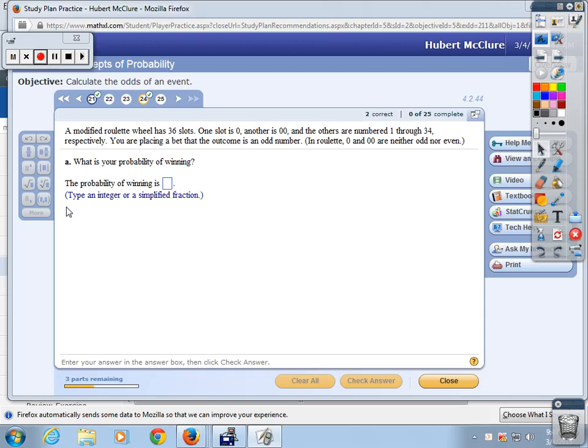All right, write that problem down. This is the problem I was looking for when we were finishing class the other day. It's the problem about the roulette wheel. You might see one like it on your test.